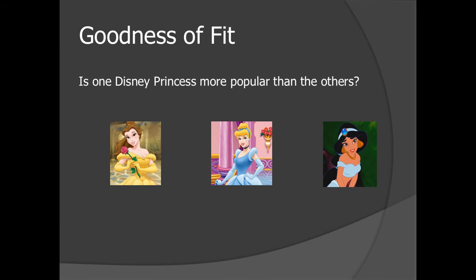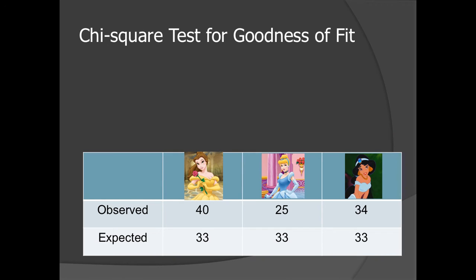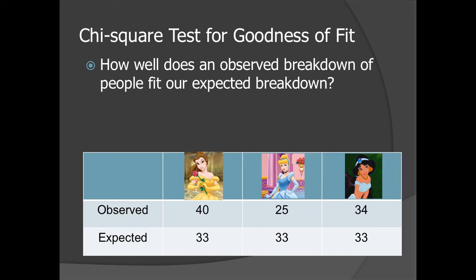You use 3 Disney princesses and you decide if one is more popular than the others. So you poll people and say, of these 3, Belle, Cinderella, and Jasmine, which is your favorite? You find that 40 people choose Belle, 25 people choose Cinderella, and 34 people choose Jasmine. And so you want to know, is this an equal distribution? How well does an observed breakdown of people fit our expected breakdown?